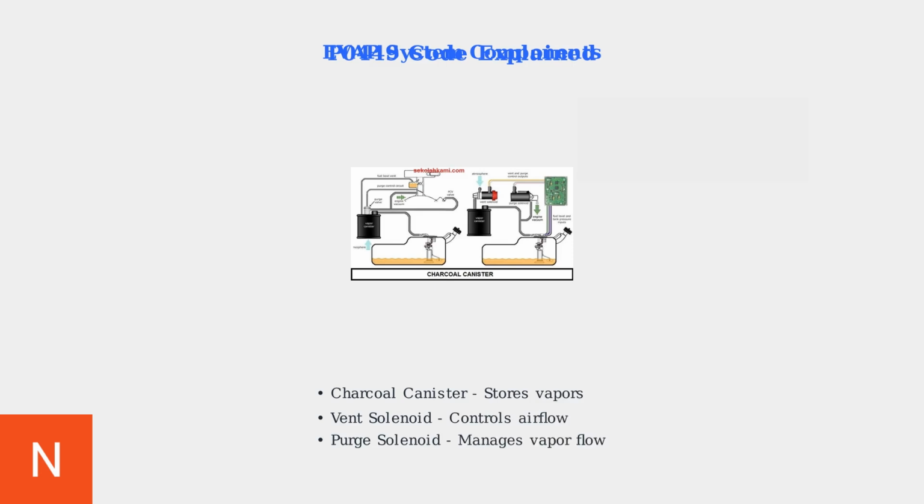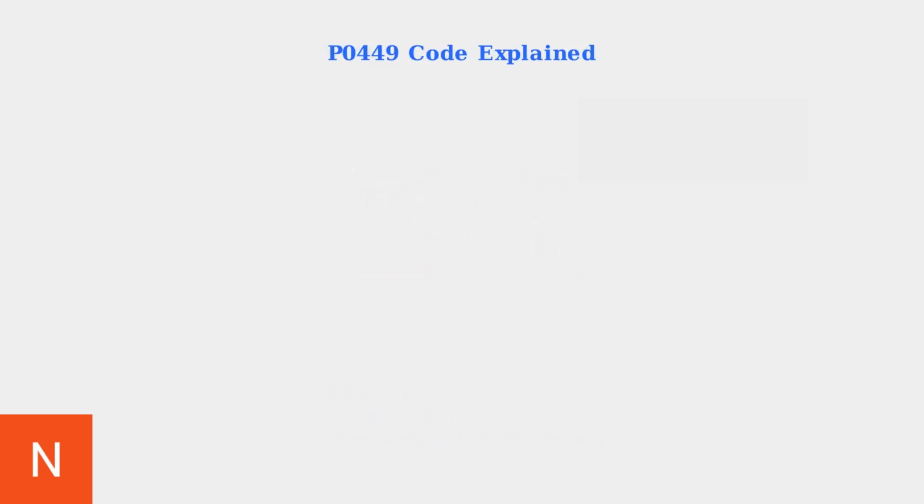The EVAP system captures fuel vapors from your tank and stores them in a charcoal canister. During engine operation, these stored vapors are purged into the intake manifold. The vent solenoid controls when the system can breathe, allowing proper pressure regulation.